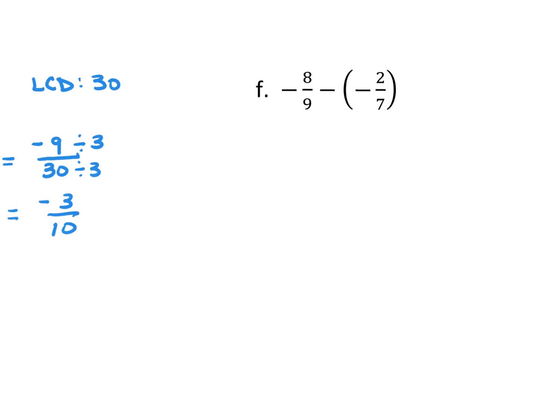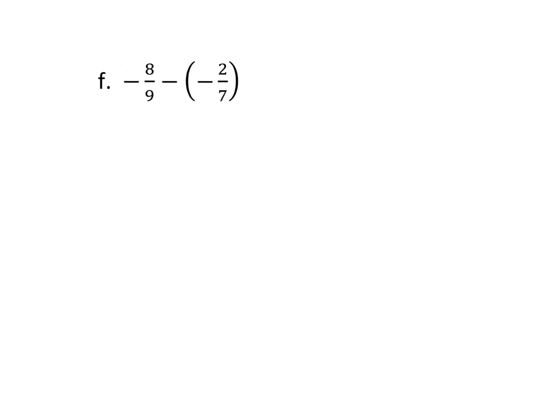All right, last example. We have negative 8 over 9 minus negative 2 over 7. The first thing that I want to do is, just like when we talked about integers, I want to change any of my minus and negatives to a plus sign. So I am going to rewrite this as negative 8 over 9. I'm going to change my minus and negative to a plus, and I'm going to rewrite this as 2 over 7. All right, LCD.